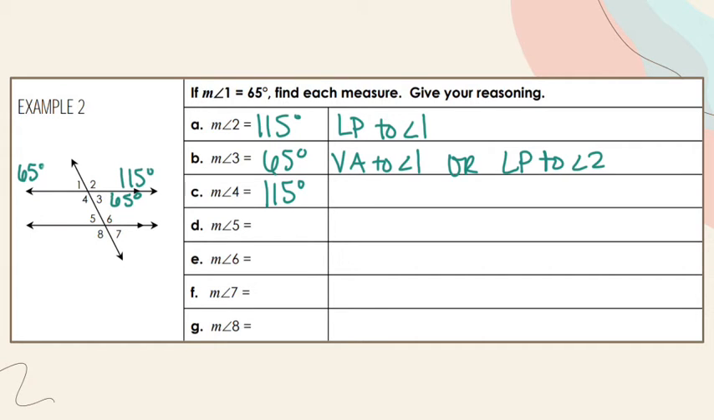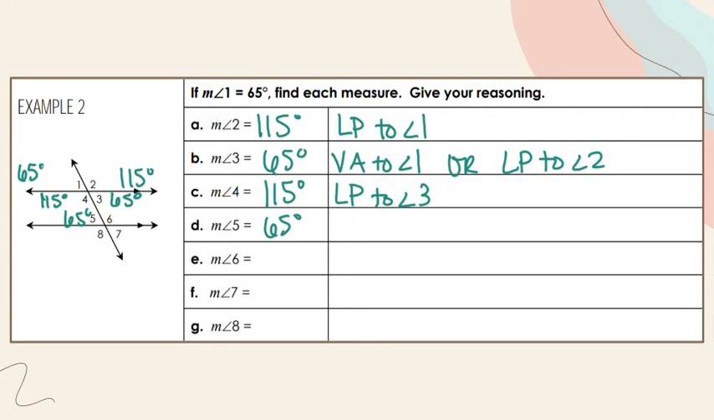And you could have multiple reasons. It could be a linear pair to angle 1, or it could be a linear pair to angle 3, or a vertical angle to angle 2. All of these would be correct answers. Let's go with linear pair to angle 3. Angle 5 is going to be 65 degrees.